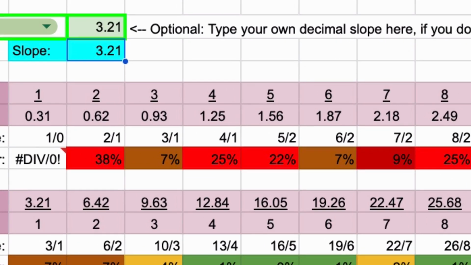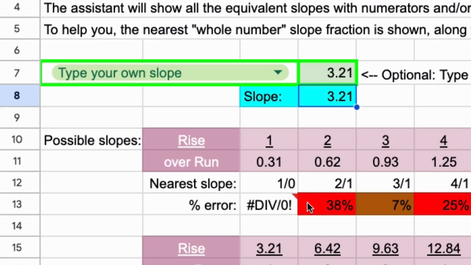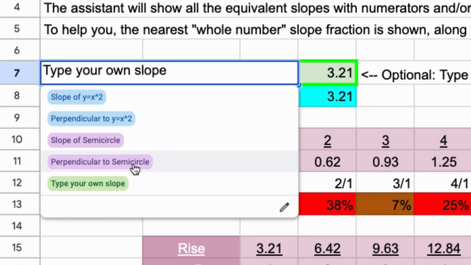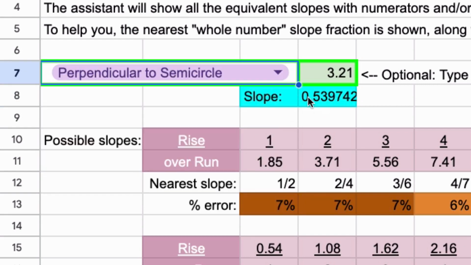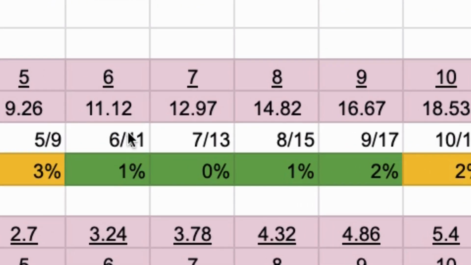Now, we want to get the slope from the semicircle, so we can just copy it straight over using this pull-down menu. We want the perpendicular to the semicircle. When I click there, it gets that 0.539742, etc. As we scan, we want to look at the ones in green. We see a couple pretty good ones. 6/11 is pretty good, that's 1% off. 8/15 is 1% off. But 7/13, if you look at that, the actual slope was 7/12.97, and 7/13 is a really good approximation. So we're going to graph 7/13 on our paper.